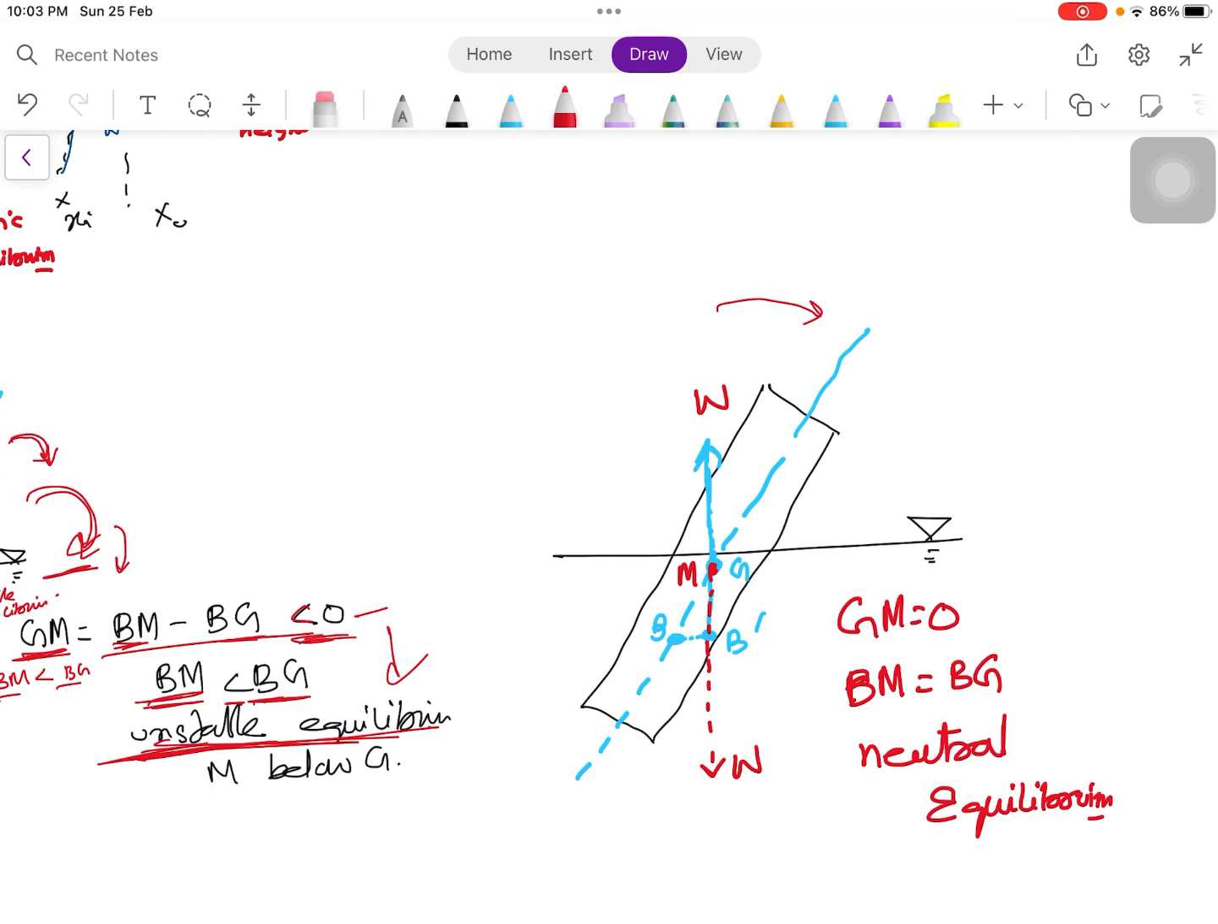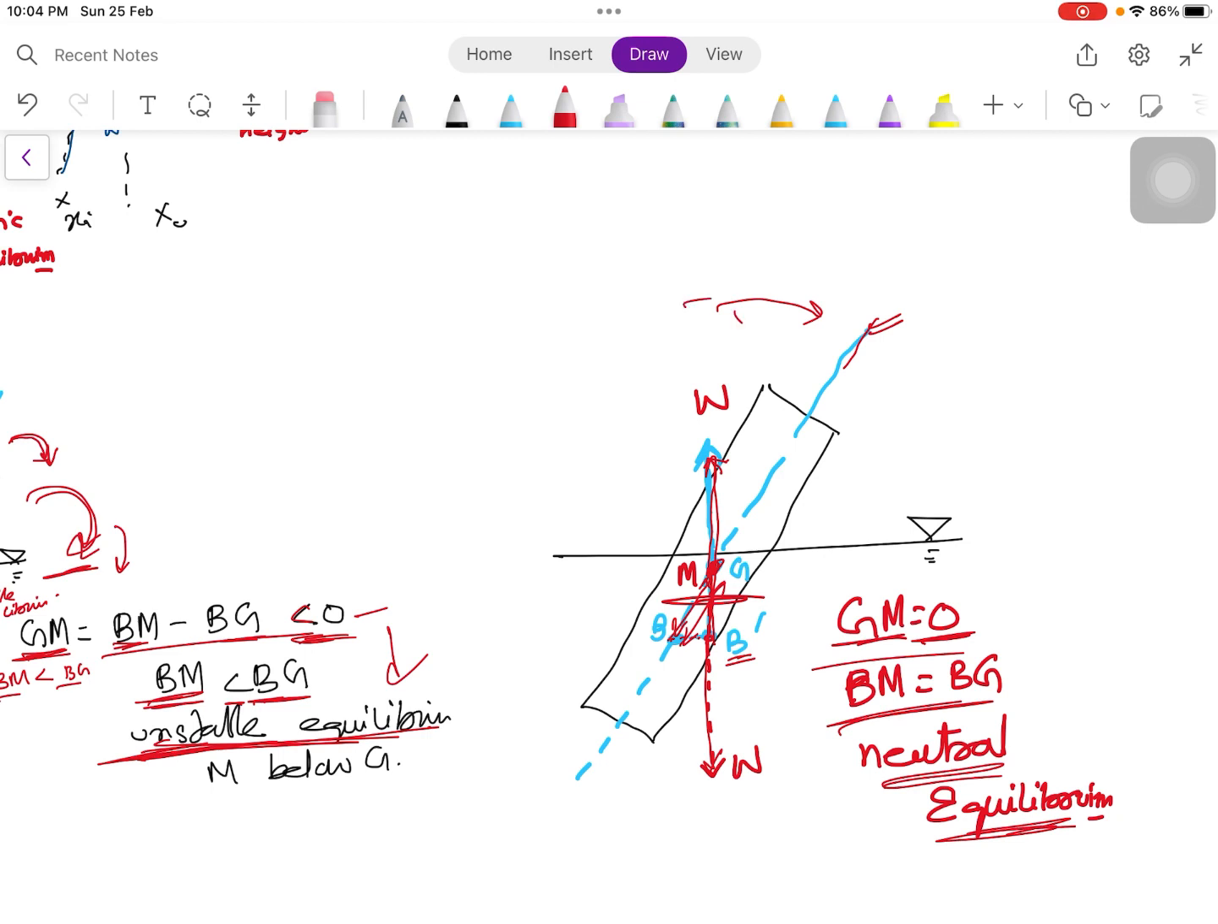Suppose we have rotated this floating body and it has attained a new position in such a way that its new center of buoyancy is B dash, and the line of action of the buoyant force is the same line of action as the weight of the body. Or we can say that the line of action of the buoyant force passes through the original vertical axis at the center of gravity. Then in that case, we have this BM distance equal to BG, or the metacentric height is 0. So in a case where the distance between the metacenter and the center of gravity is 0, then we have a neutral equilibrium.